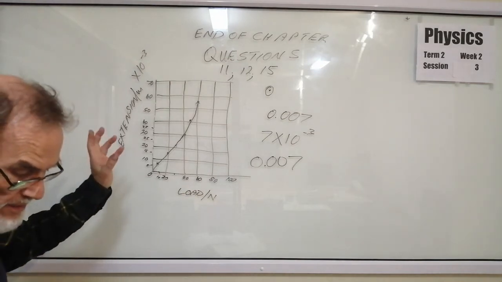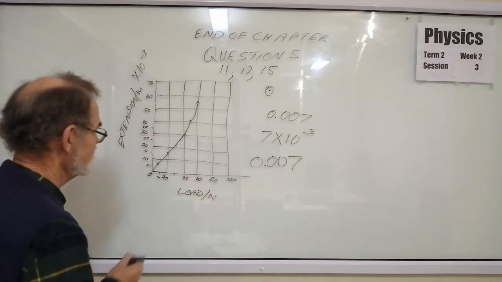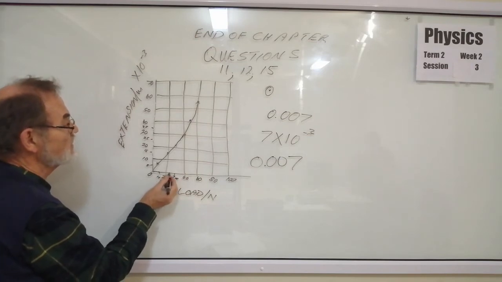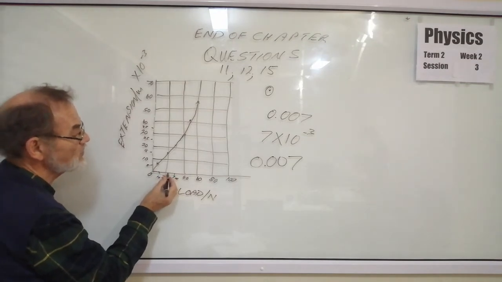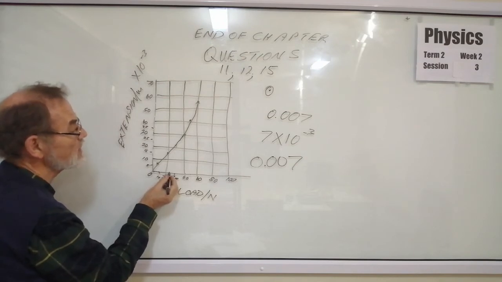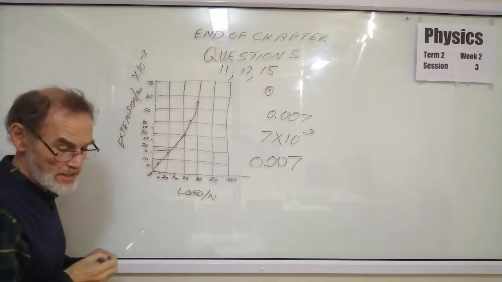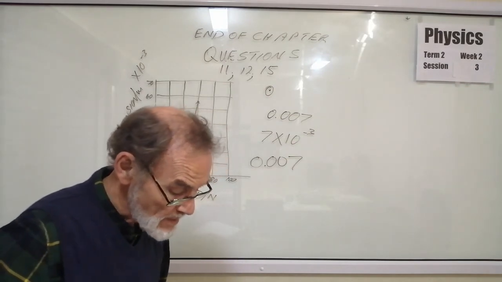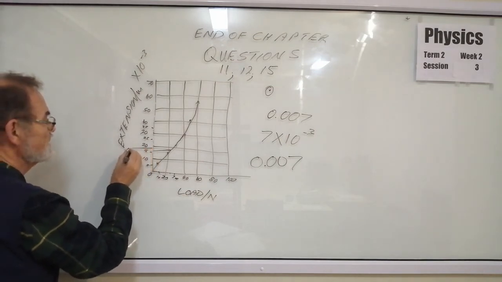Now from the graph they ask us to determine the extension produced by a load of 25 newtons. 25, this is 30. 25 is halfway between 20 and 30. If you like, you can measure it with a ruler and find exactly halfway, make a little dot, go straight up there, and then come this way. And it actually turns out to be about 18. I get 18.